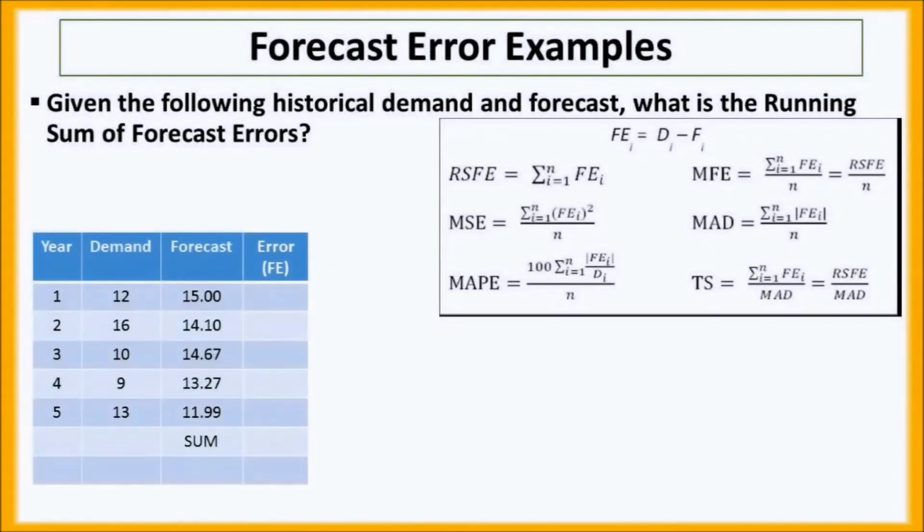Here's how I would set it up. I would put a column for error. Error is the same thing as forecast error, and because I'm going to have to do that for every year that's shown here. And then, of course, this is the running sum of forecast errors. And so to find the running sum, well, I'll let you give that a try. How about that? So pause the video again, and then you see if you can fill this in and get the running sum of forecast errors.